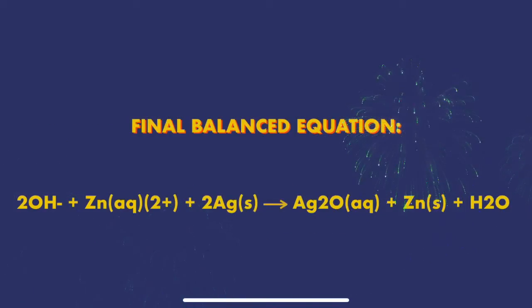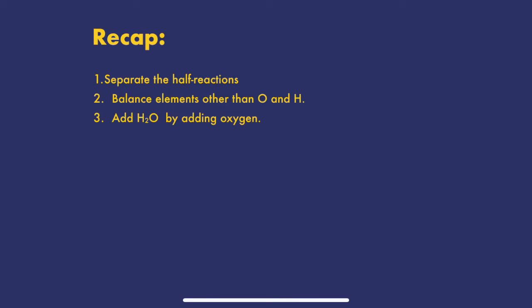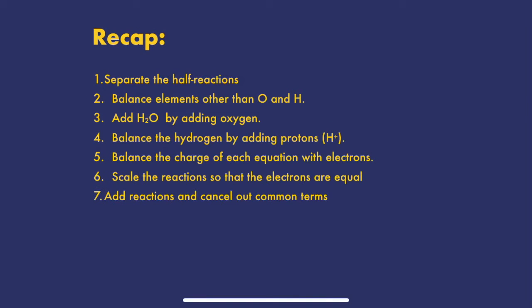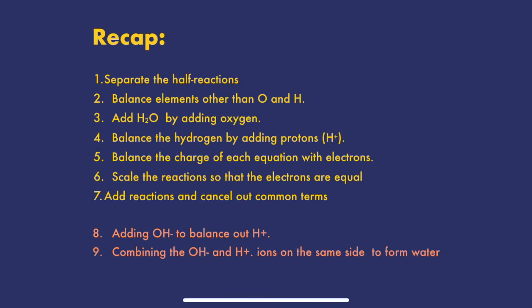So, to recap, we have the first 6 steps of balancing redox reactions in acidic medium, plus adding OH- to balance out H+, combining OH- and H+ ions on the same side to form water, and finally canceling common terms. And that is how you balance redox reactions in basic medium.